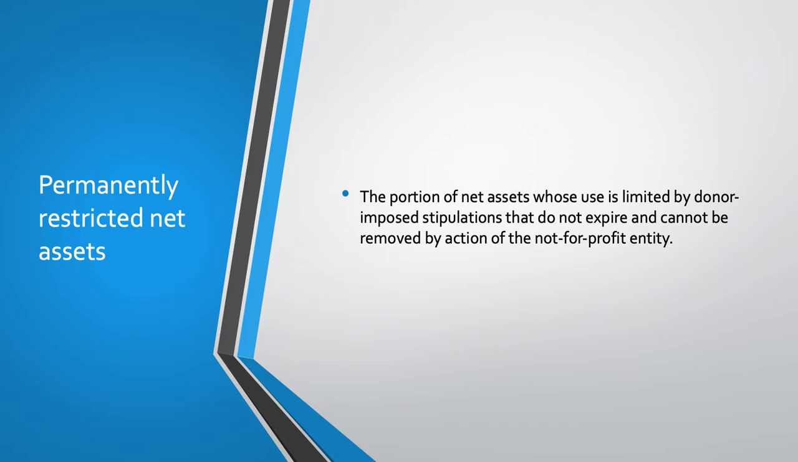So let's go over them. Permanently restricted net assets is that portion of the net assets whose use is limited by donor-imposed stipulations that do not expire and cannot be removed by action of the not-for-profit entity. Thus, it's called permanent. Permanently restricted. It cannot be removed by action of the not-for-profit entity and does not expire. Those are the donor-imposed stipulations.